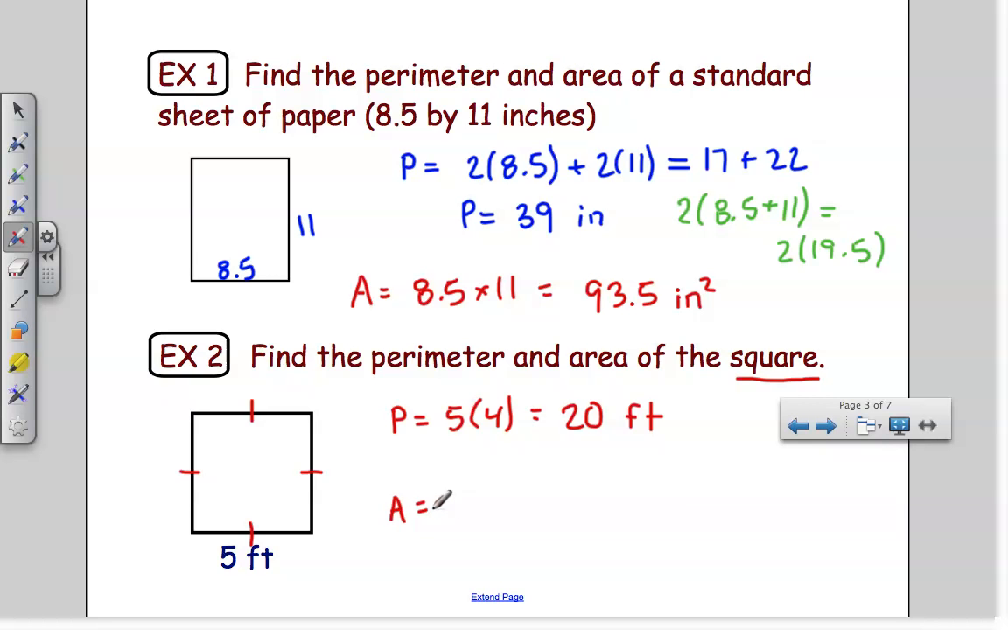And my area is still, I mean, a square is a rectangle, right? So base times height. Here it's 5 by 5. So area is 25. Remember that area is how much space would be inside this square. And so we have units squared or feet squared for area. Perimeter and area of a square.